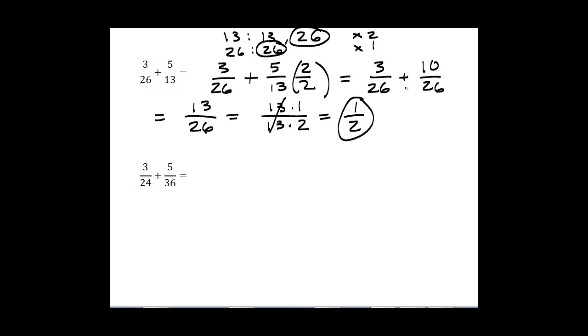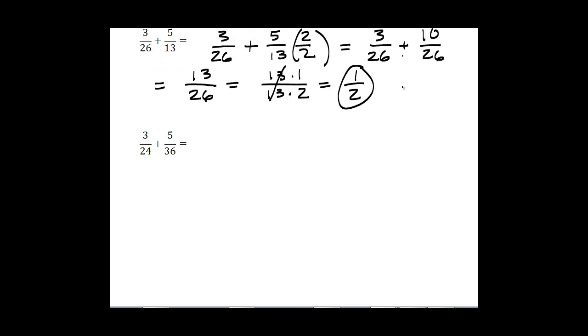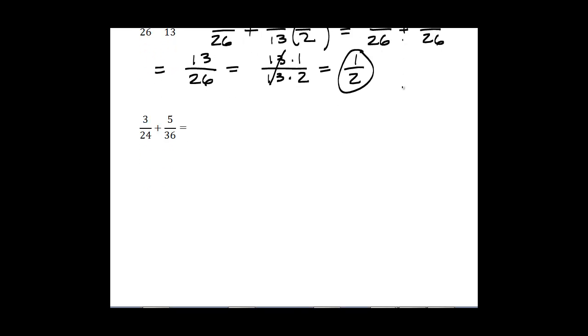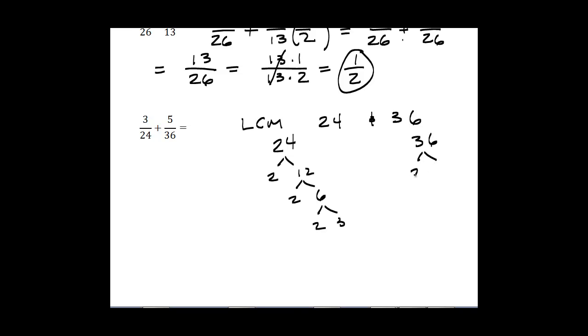All right, so let's look at one more here. This one, 3/24 plus 5/36. Now I could list out all my multiples, or we could use the other method of finding the least common multiple of 24 and 36, which is to find the prime factors. So the prime factors of 24, I have 2 and 12, 2 and 6, 2 and 3, and the prime factors of 36, first I can take a factor of 2. 36 divided by 2 is 18. 18 divided by 2 is 9, and then 3 and 3.